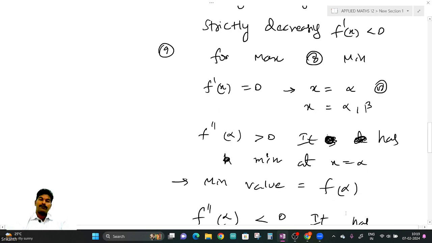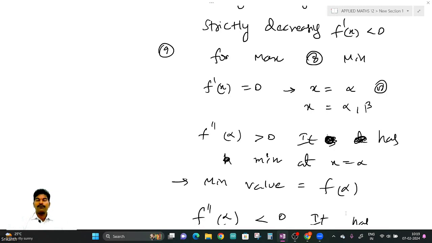In case of maximum or minimum, you have to perform two steps. Step number 1, f dash x is equal to 0. While doing that, you will get either one value or two values. If you get x is equal to alpha, you have to take the second derivative of the given function and calculate f double dash of alpha. If it is positive, then confirm that it is a minimum at x is equal to alpha.